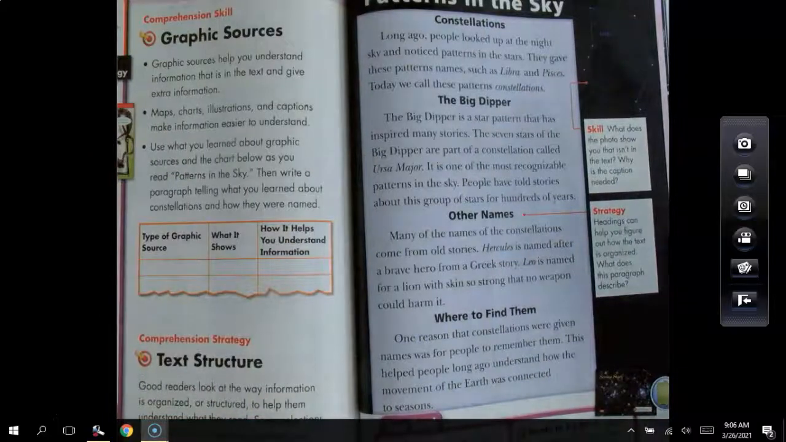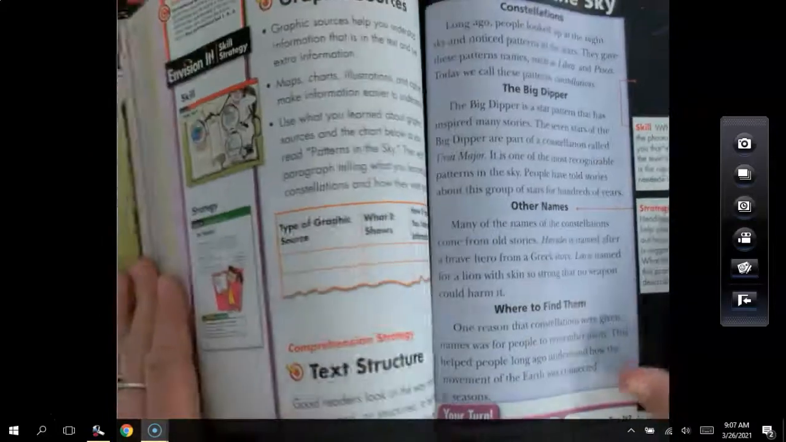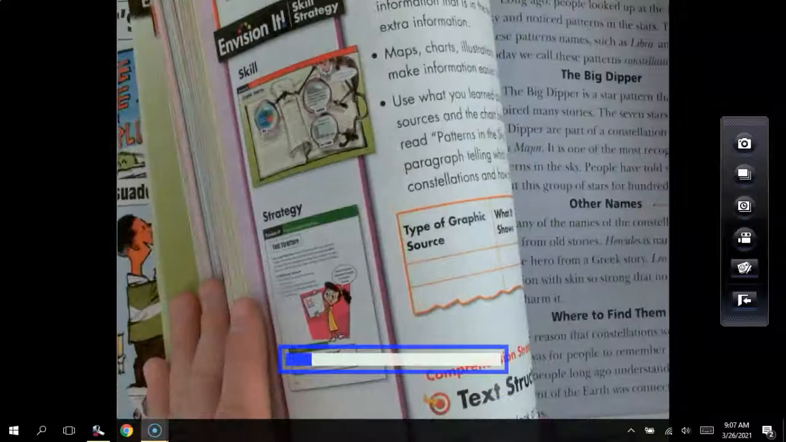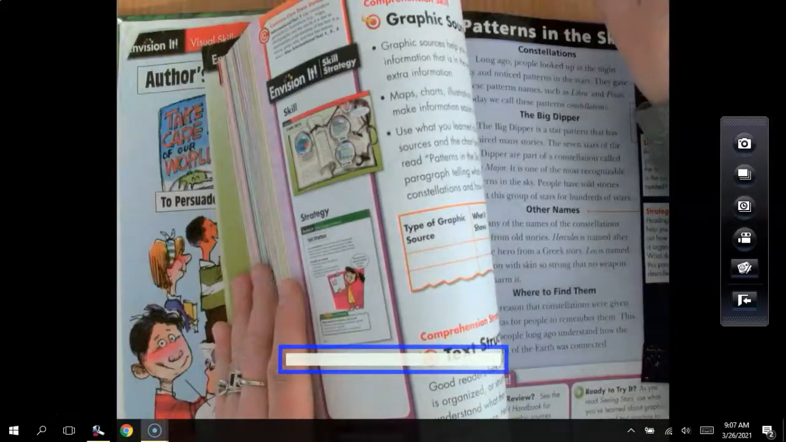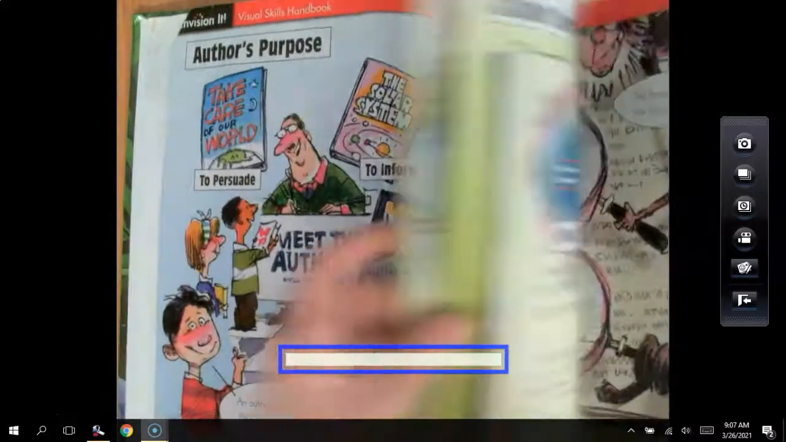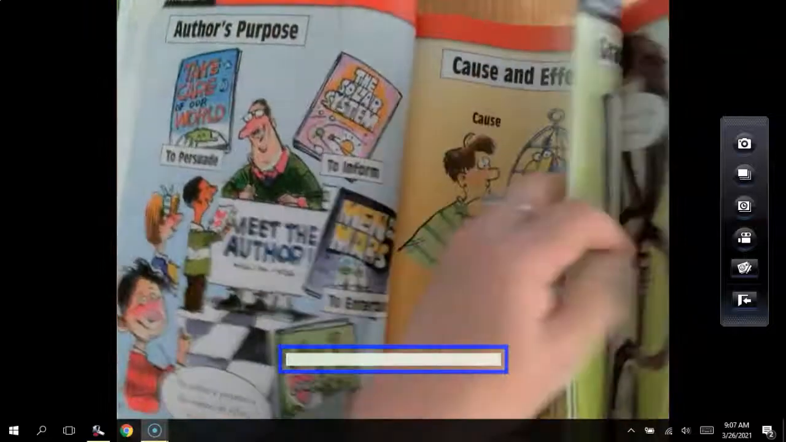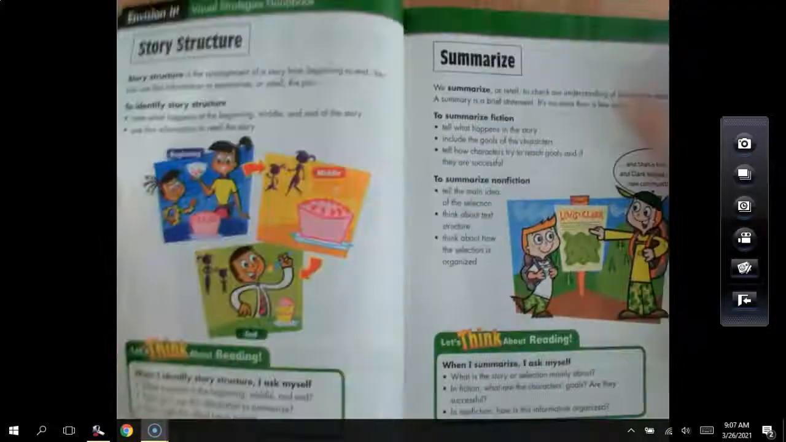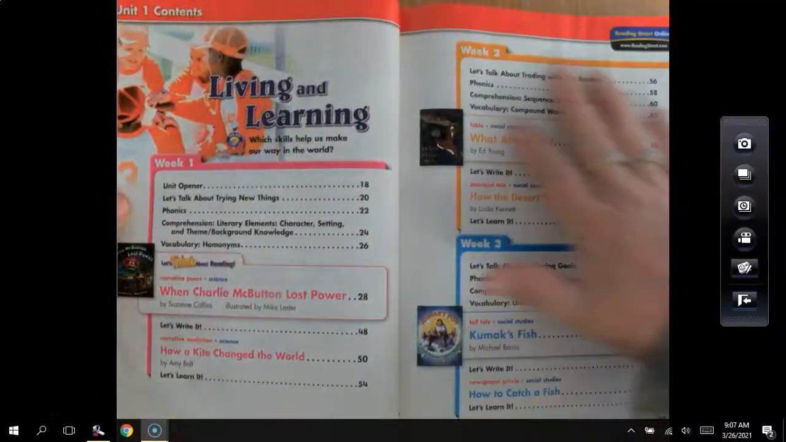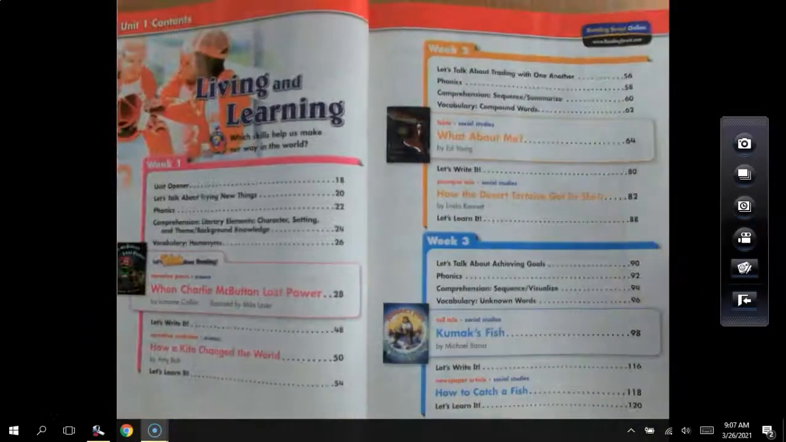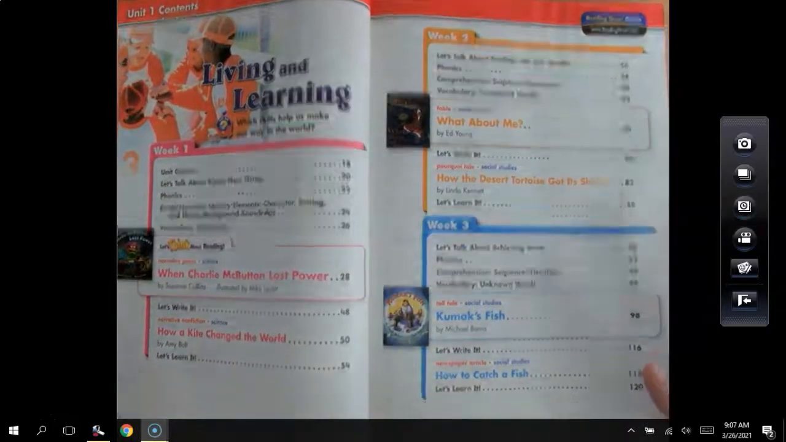If I wanted to look at a table of contents, remember your table of contents is at the beginning. Oops, let me zoom out. Is at the beginning of your book. So if you would look at your table of contents, look, boys and girls, these are your contents. This is your table of contents. So let's try to find what page number Seeing Stars is on. That's our new story this week.